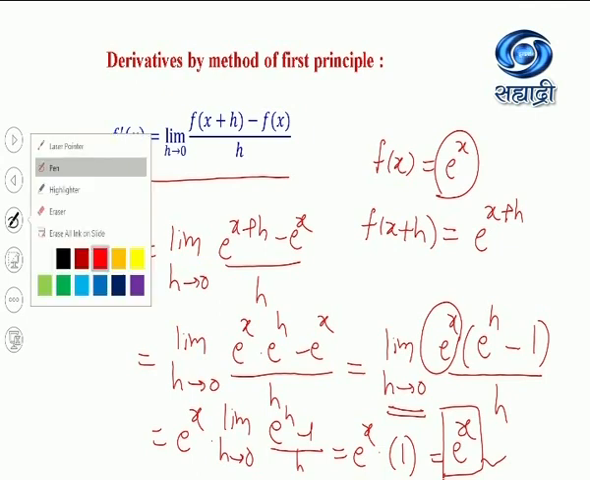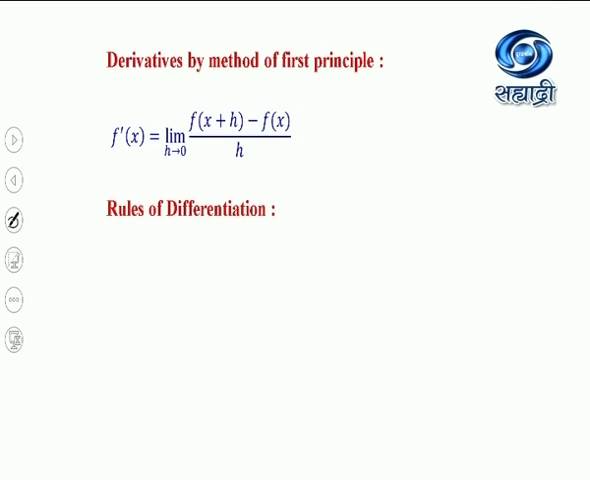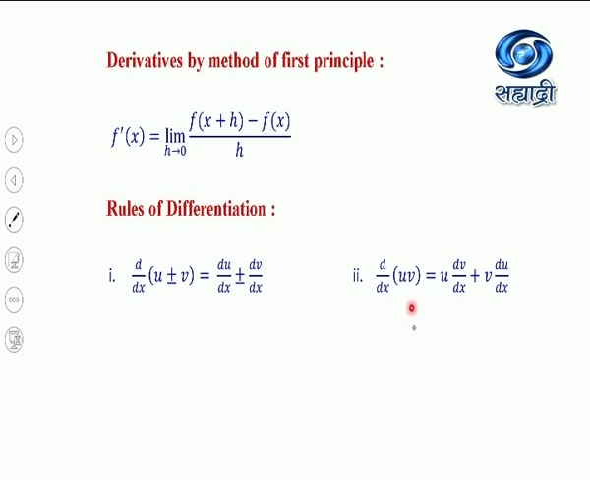Now we will continue with rules of differentiation. Here d by dx of u plus or minus v is equal to du by dx plus or minus dv by dx. That means derivative of sum or a difference of two functions equals sum or difference of the derivatives. Now here derivative of product of two functions, see here first function is u, second is v, and we can remember this rule as u into derivative of v with respect to x plus v into derivative of u with respect to x.